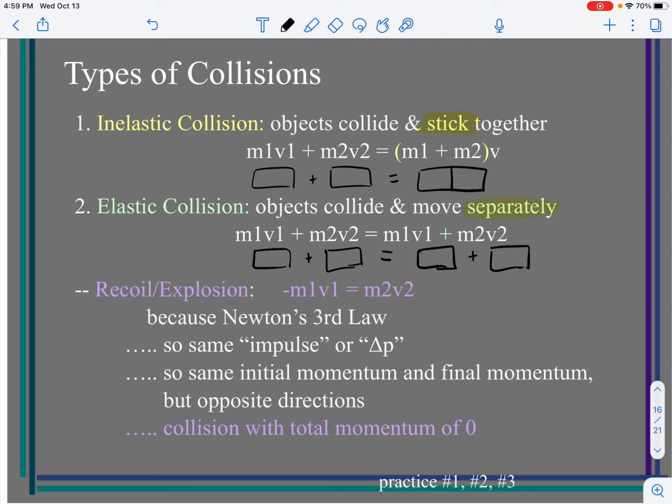We talked about kickback, and it's the idea that we have two objects that are going to experience a force that causes these objects to be accelerated in opposite directions. So in class, we talked about examples of a gun firing a bullet. We talked about a golf ball being struck by a golf club.